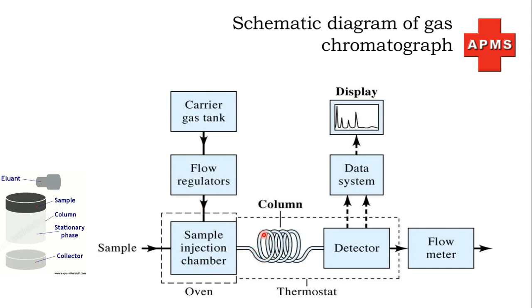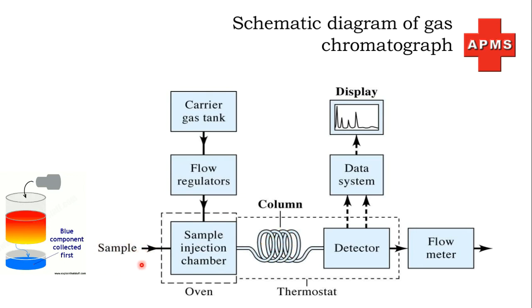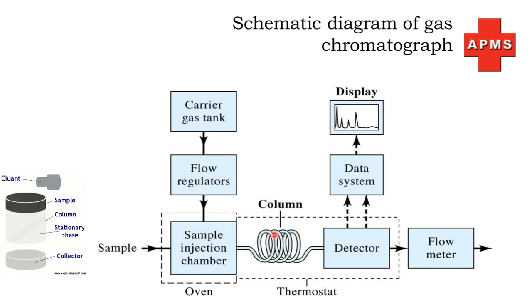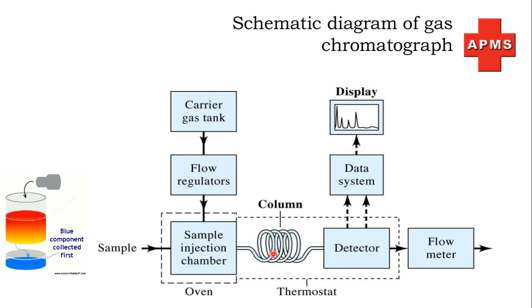It enters the column and travels inside it according to the retention times of the different components present in the sample. If a component has less retention time, it will flow faster and separate inside the column. Then, behind it, the component with higher retention time will flow. So this separation takes place in this column.